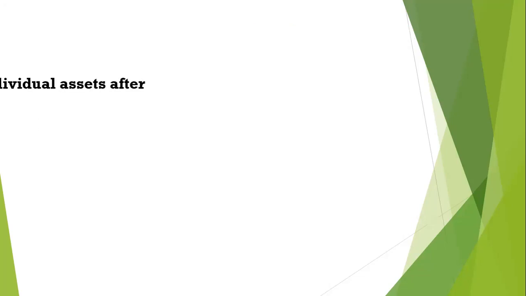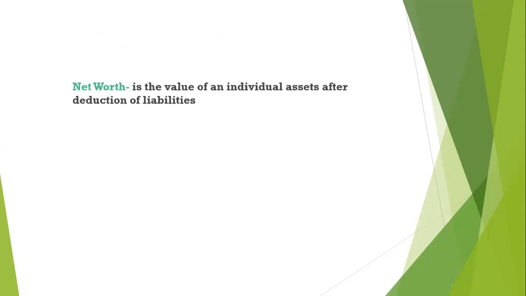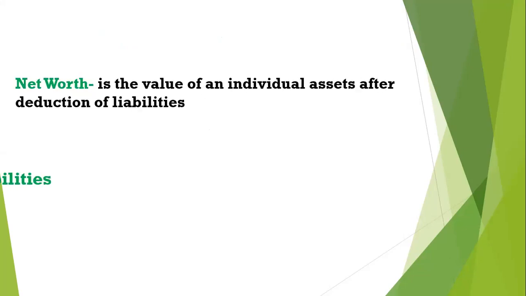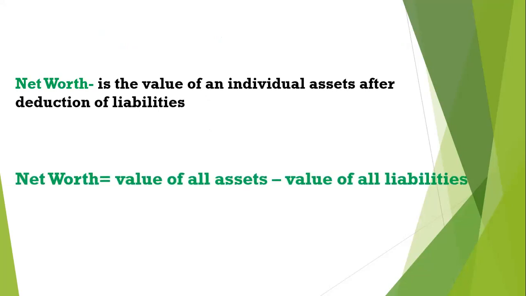So net worth. Net worth is the value of an individual's assets after deduction of liabilities. So you add all your assets and then you also add all your liabilities. And when you get the difference, you can now get the net worth. So that's the net worth.